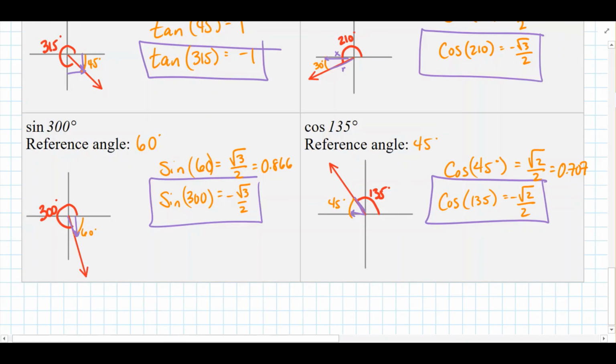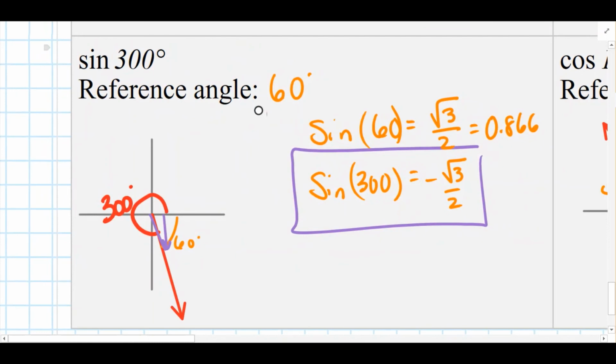The reference angle of 300 degrees is 60 degrees, and sine of 60 degrees is the square root of 3 over 2, or 0.866. The final answer would be reported as a negative value, though, since the y value in the fourth quadrant is negative, while the r value is positive.